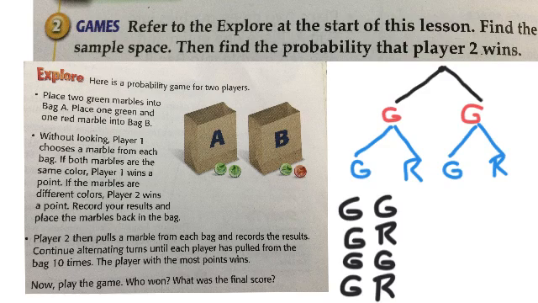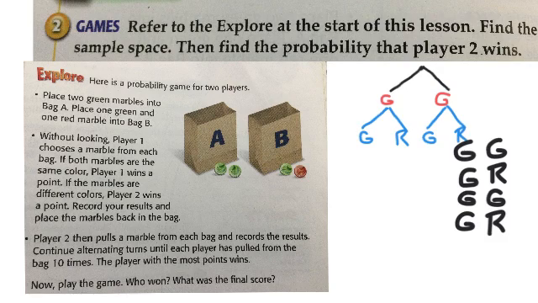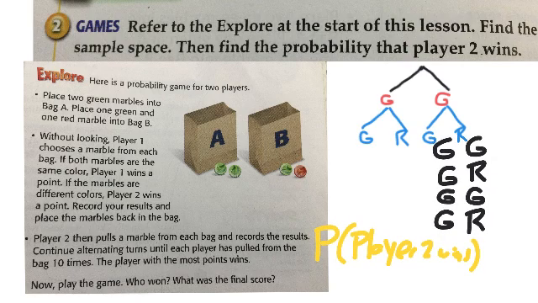Now, secondly, we want to find the probability that player 2 wins. So now we're going to take this information that we know, and we're going to find the probability that player 2 wins. Okay, so how many total possible outcomes are there? There are 4. We just listed them all. Green, green, green, red, green, green, green, red. Now, how many of them allow player 2 to win?